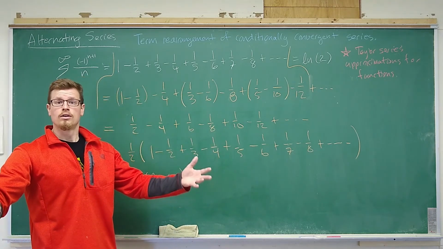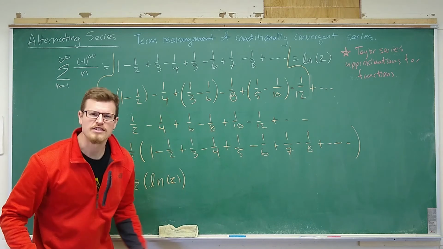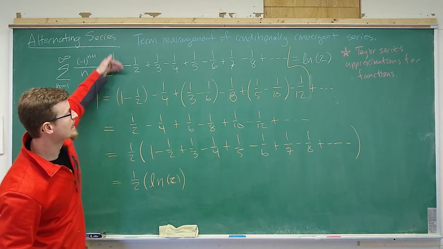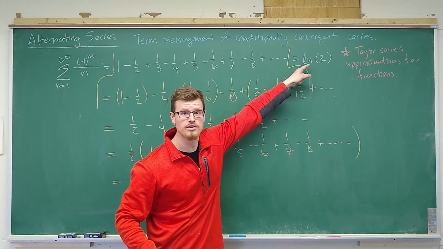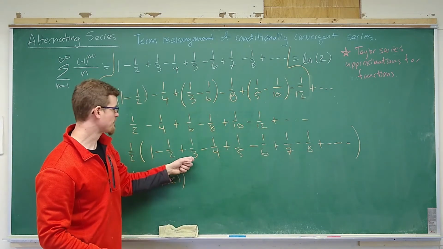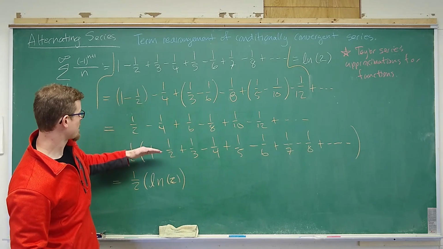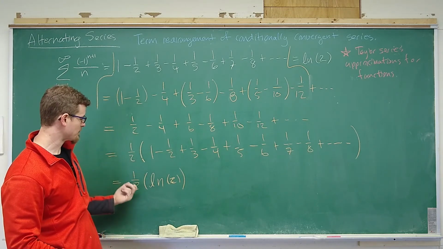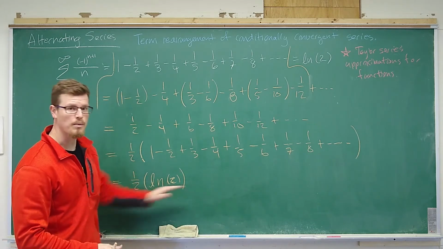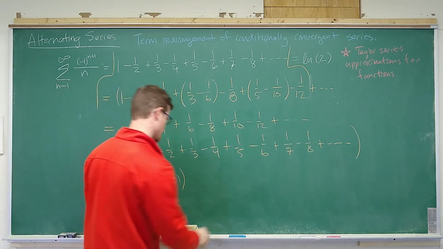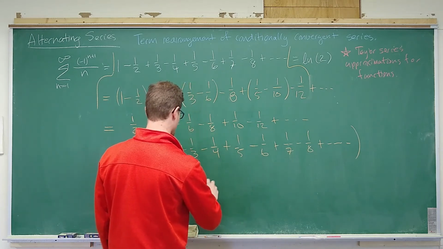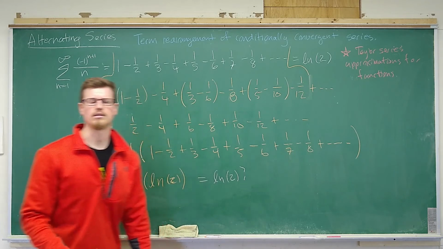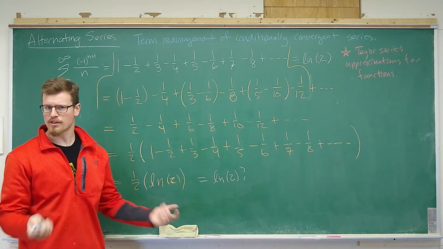What? No, it can't be. Is it really? We just said that this thing is equal to the natural log of 2. And we used that fact right here. But when we rearranged these terms, we ended up with an additional factor of 1/2 that we pulled out front to say that this is 1/2 of natural log 2. So 1/2 of natural log 2 is equal to natural log of 2. The natural log of 2 would have to be 0, and we know that's not the case.